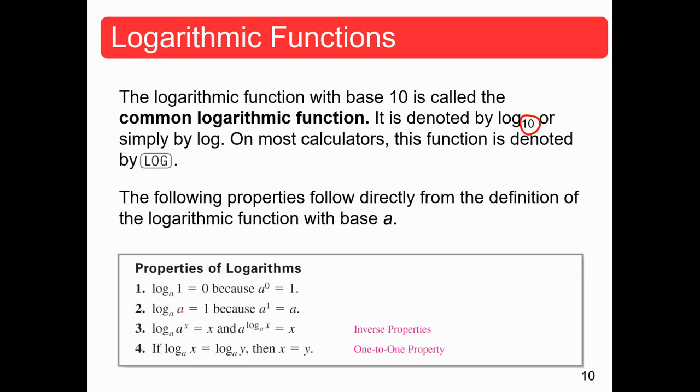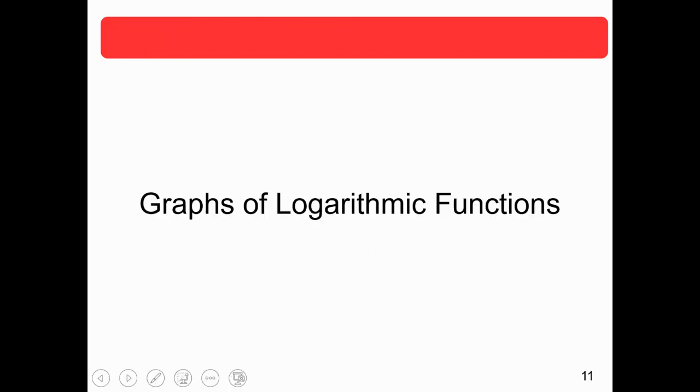Log base a of a: a to the what power equals a? Well, that's always 1. And then if you have a base a to the x, basically those a's cancel out and you just have an x. And log base a of x equals log base a of y only if x and y are equal. So in that case, you can just get rid of the log base a's and just know that x equals y. That's called the one-to-one property.